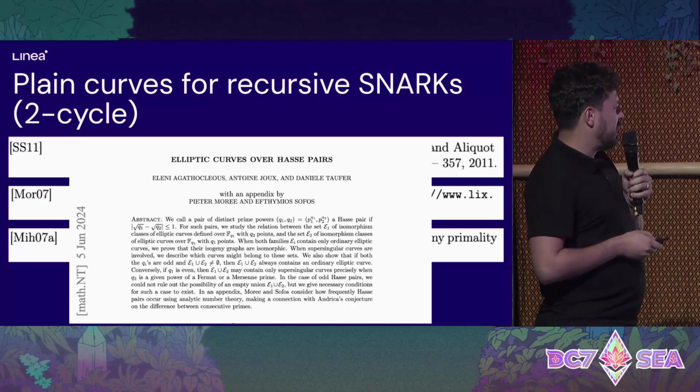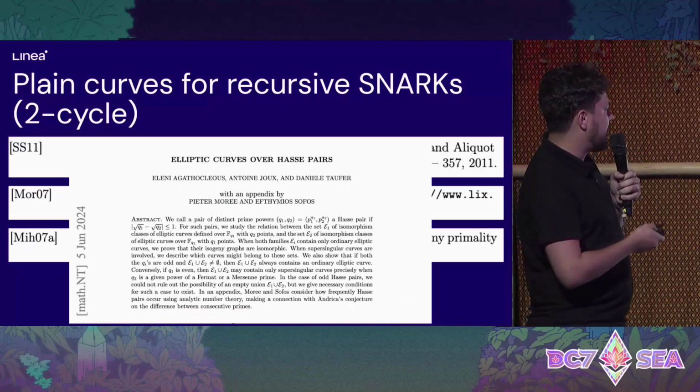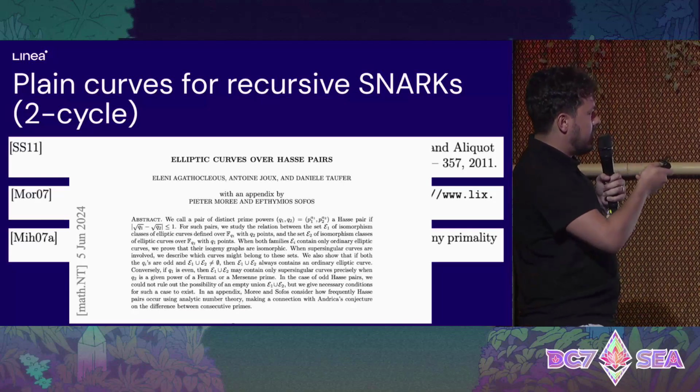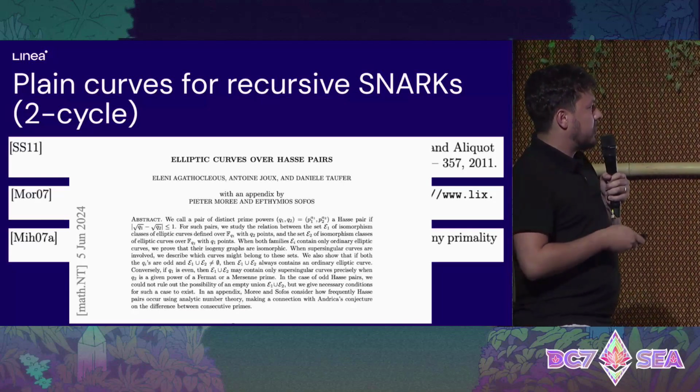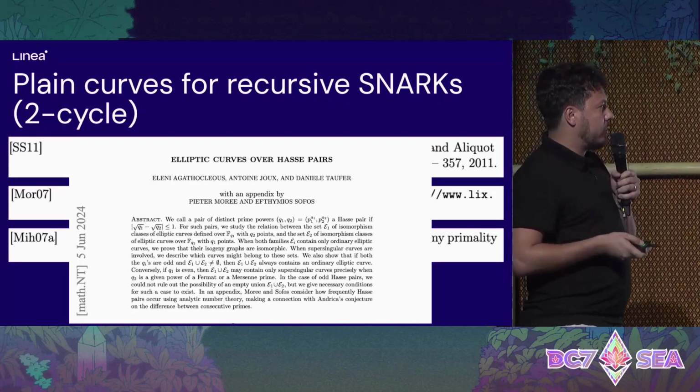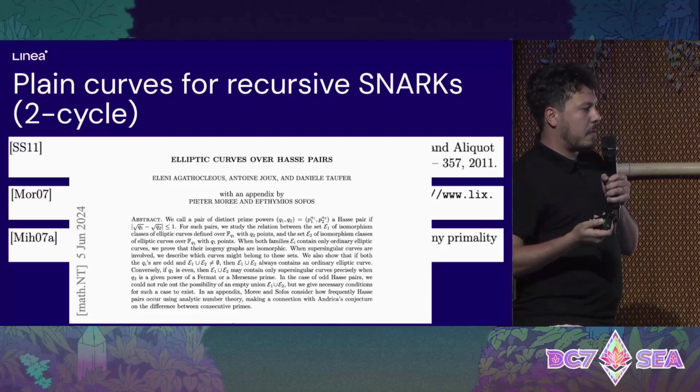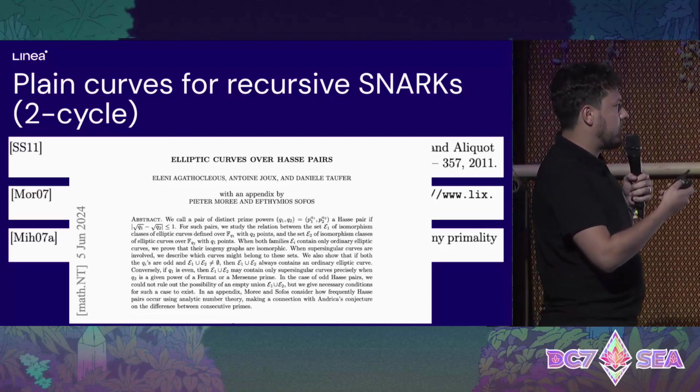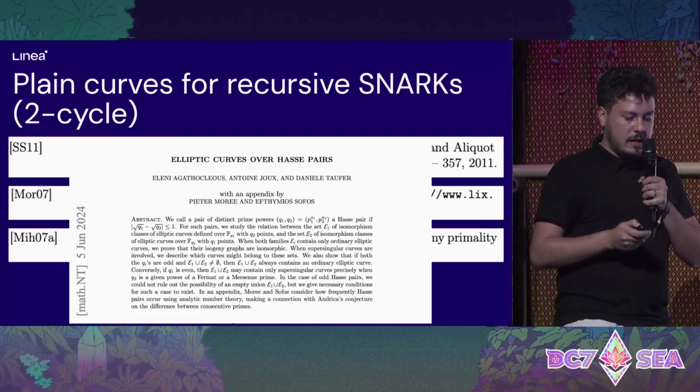And I think this summer, I mean this year, Antoine Joux and others looked at elliptic curves that form cycles from a mathematical point of view, and they're calling it elliptic curves over hash pairs. So all of these are the same thing.